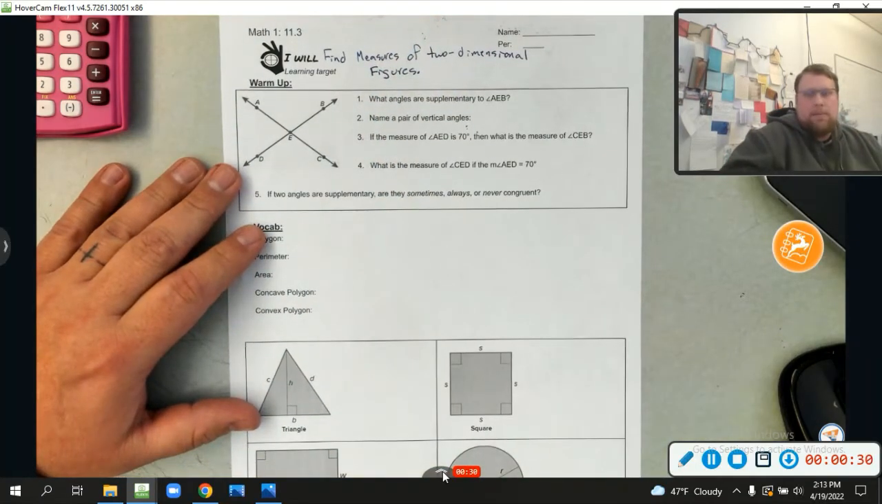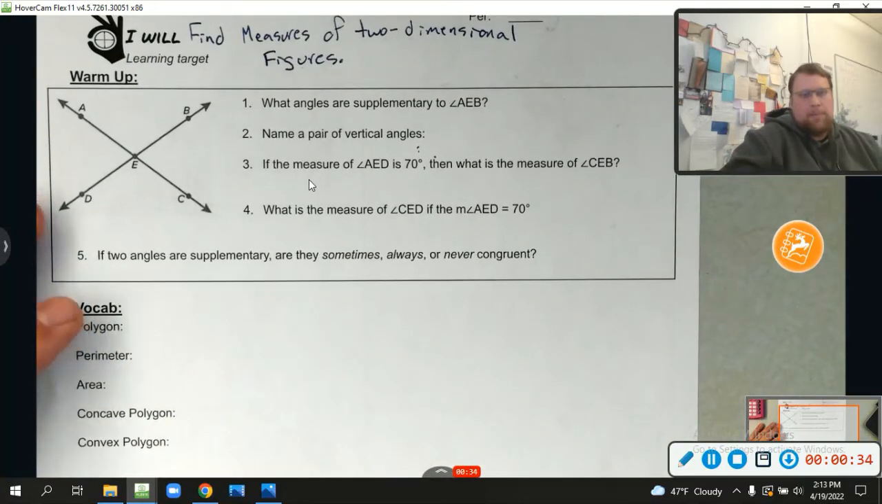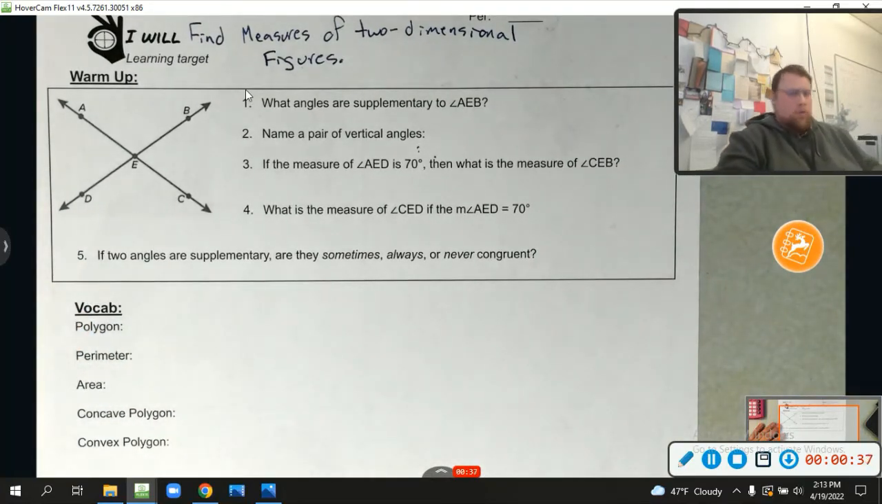Okay, go ahead and take a minute. I'll zoom in on this. You should have your own paper copy. Work on the warm-up. Ready, set, go. Okay, I'm going to assume you pause this.